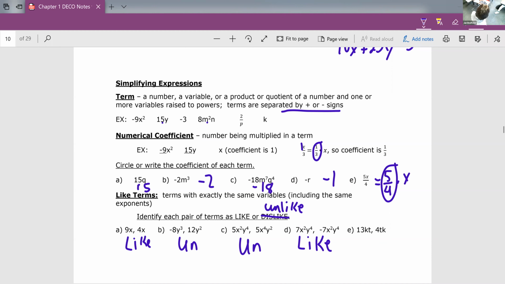Does it matter the order I multiply numbers in? In other words, is 2 times 3 the same thing as 3 times 2? It is. So K times T is the same thing as T times K. They don't have to be written in the same order. I just have to have the same variables raised to the same power. And that makes these like. Okay, so far so good?